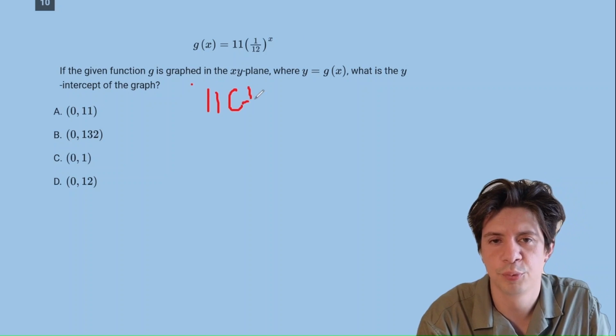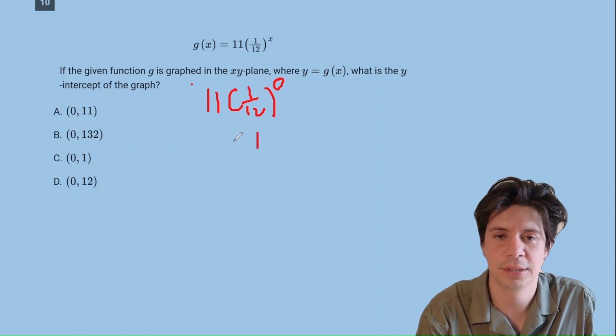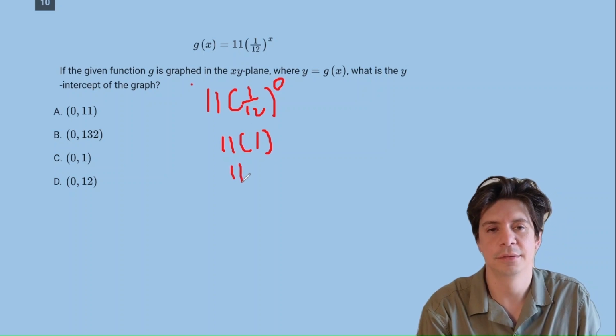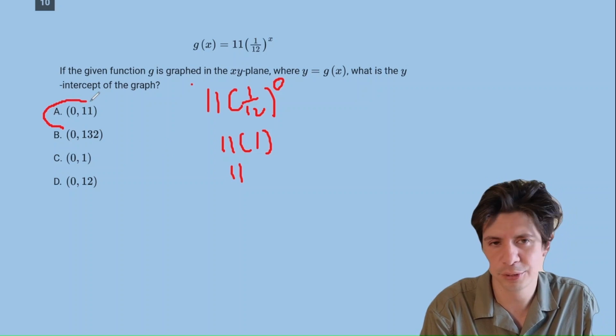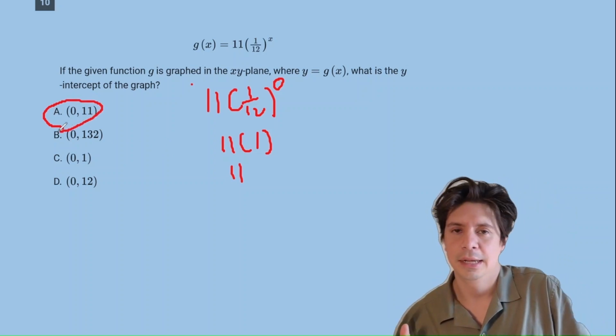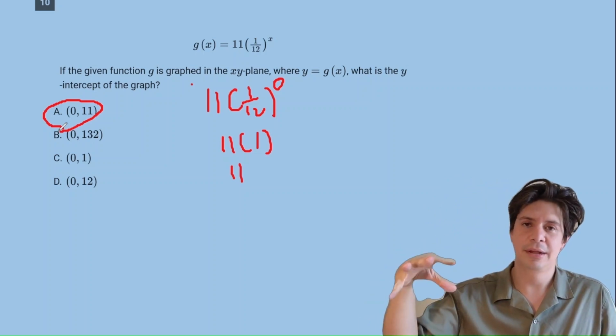And we're going to get 11 times 1/12 to the 0. 1/12 to the 0, anything to the 0 power is just 1. So it's 11 times 1, which is 11. So that's going to get us A, right? And if you got frozen on it for some reason, you could plug it into Desmos and find it. I'm not going to do that. And just remember, anything to the 0 power is 1. Anything to the 1 power is itself.